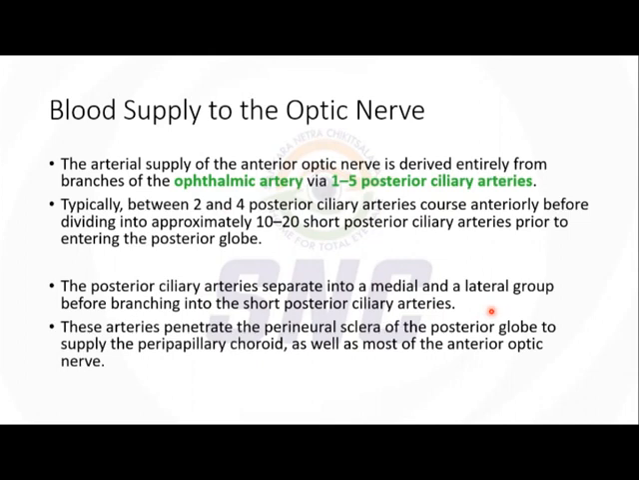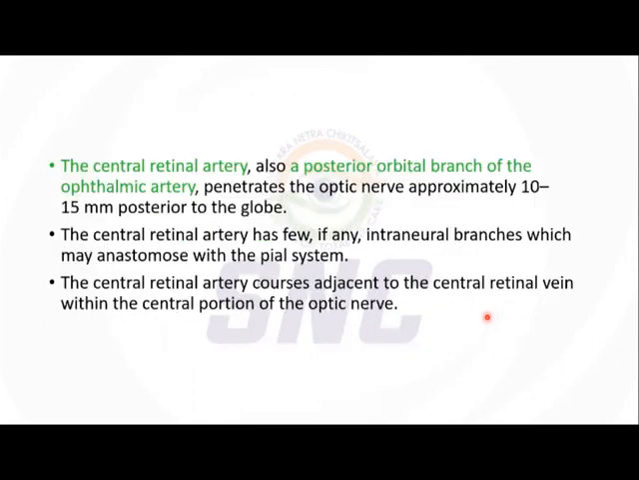These arteries penetrate the perineural sclera of the posterior globe to supply the peripapillary choroid and most of the anterior optic nerve. The central retinal artery and the posterior orbital branch of the ophthalmic artery penetrate the optic nerve. They will anastomose with the pial system also, and the central retinal artery courses adjacent to the central retinal vein within the central portion of the optic nerve.